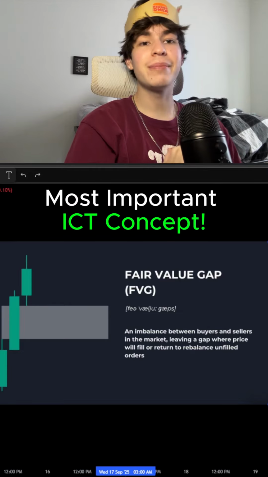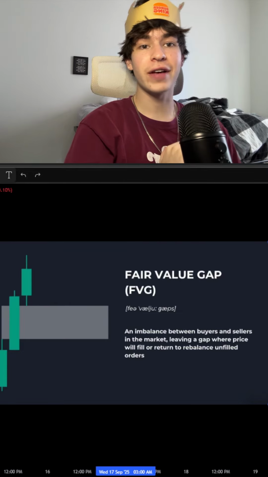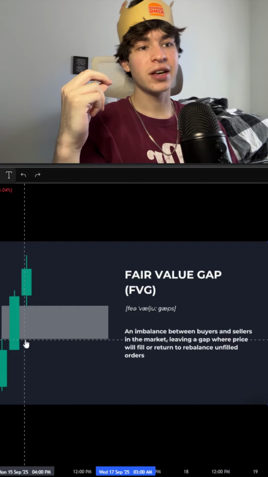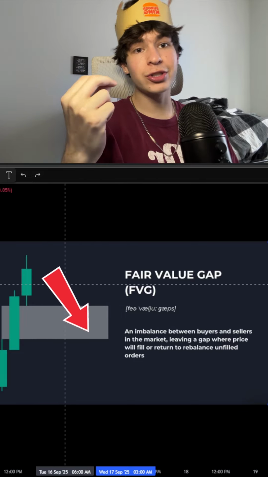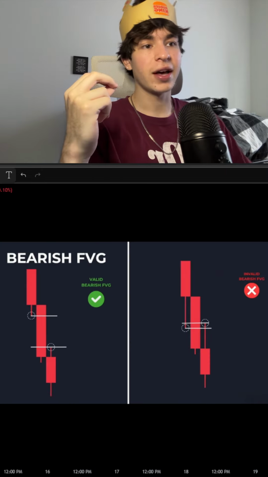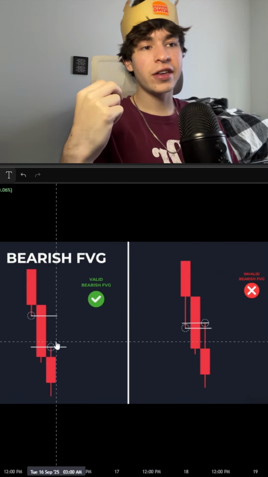Boys, I'm going to be teaching you the most important trading concept you guys need to know, fair value gaps. As you can see by this image, fair value gaps are basically a gap in market price, where price wants to return to this gap and fill it before continuing in the momentum where it was already going.